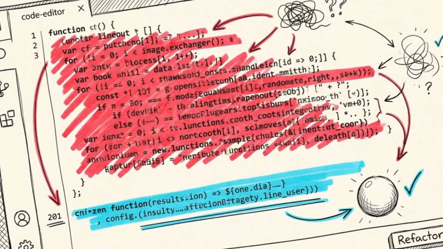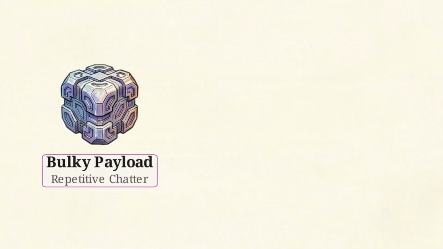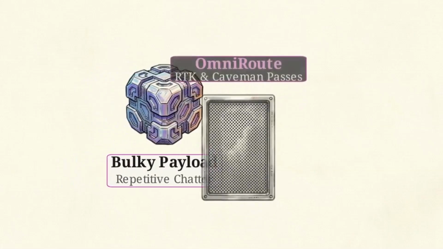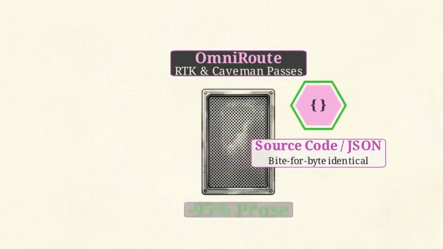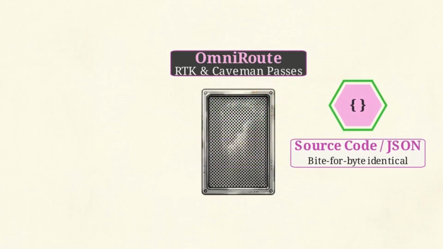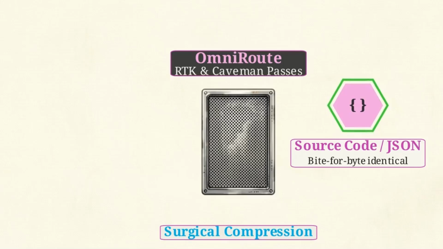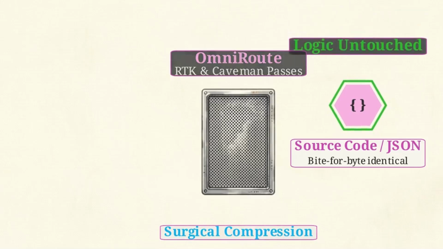The engineering that makes this viable starts with aggressive payload compression. Agents typically fire enormous, repetitive tool payloads on every turn. OmniRoute uses 2 passes to strip out up to 95% of that chatter. This compression is surgical. Your source code and JSON remain byte-for-byte identical. It only squeezes the prose, keeping logic untouched.